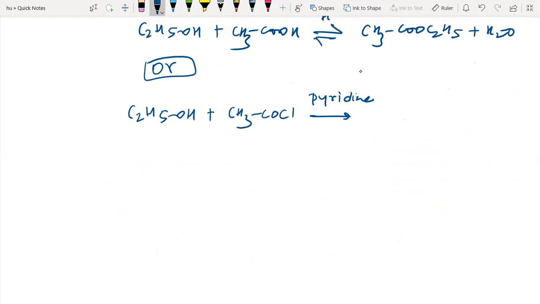See, here also you'll get ester. The ester which you'll get is CH3COOC2H5 plus HCl. So this is the formation of ester here. We can do it with acetic acid or acetyl chloride. Yes, we are done with the reactions of alcohols here.